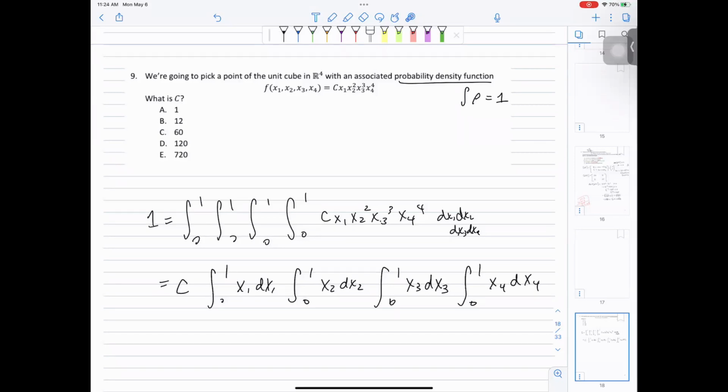We can do this only because I can separate the expression through multiplication. If your integrand is something like x1 plus x2 squared, you can't separate that into some portion with only x1s times some portion with only x2s. So you wouldn't be able to use this trick if your integrand looks something like that.